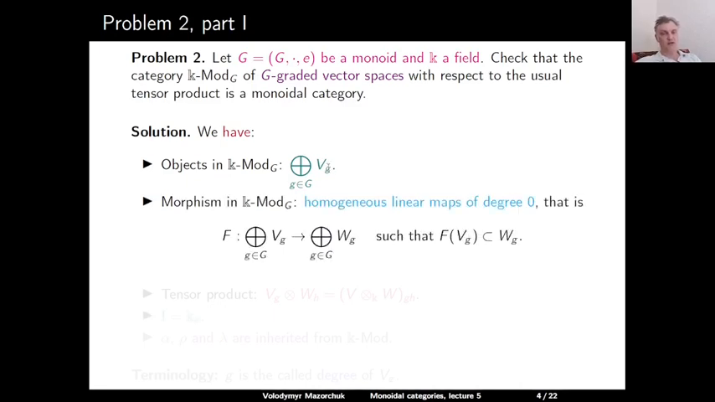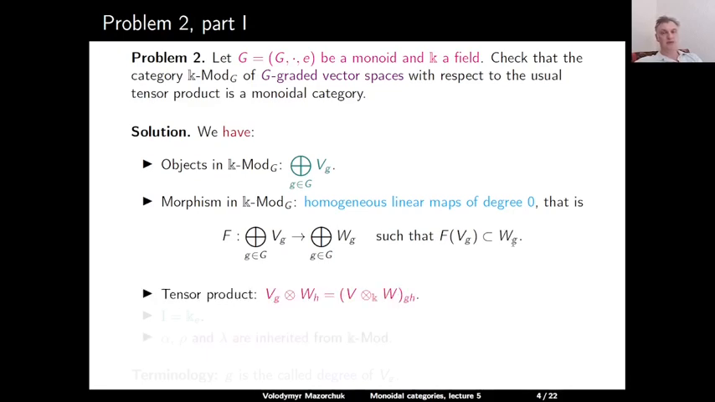Morphisms in the category of graded vector spaces are homogeneous linear maps of degree 0. This means that we have a linear map F from the direct sum of Vg's to the direct sum of Wg's, and this linear map should send each homogeneous component Vg to the corresponding homogeneous component Wg for any element g in our monoid G.